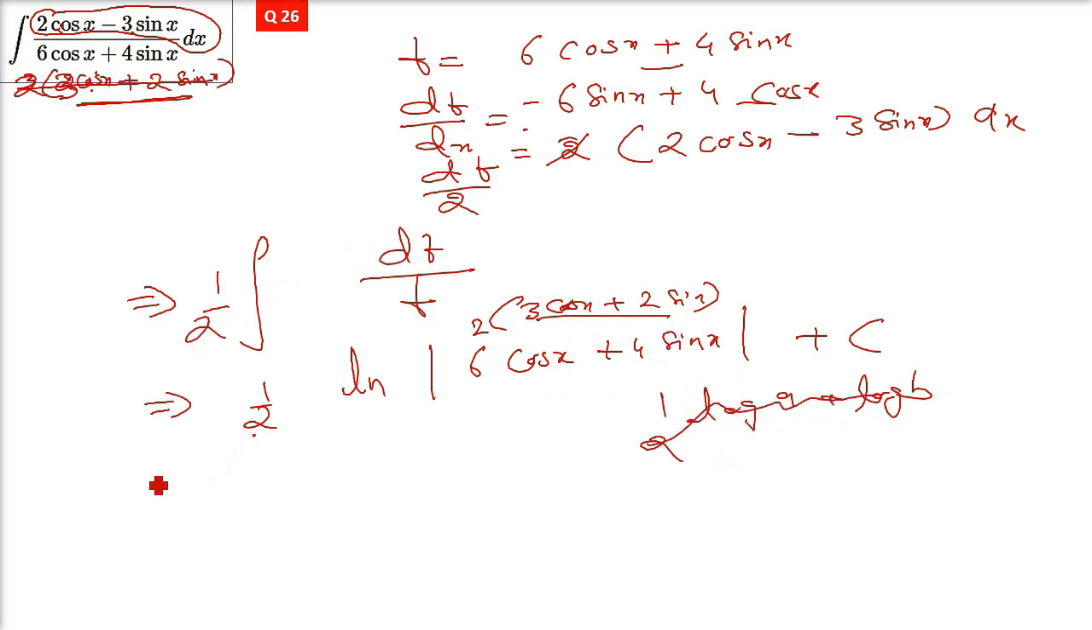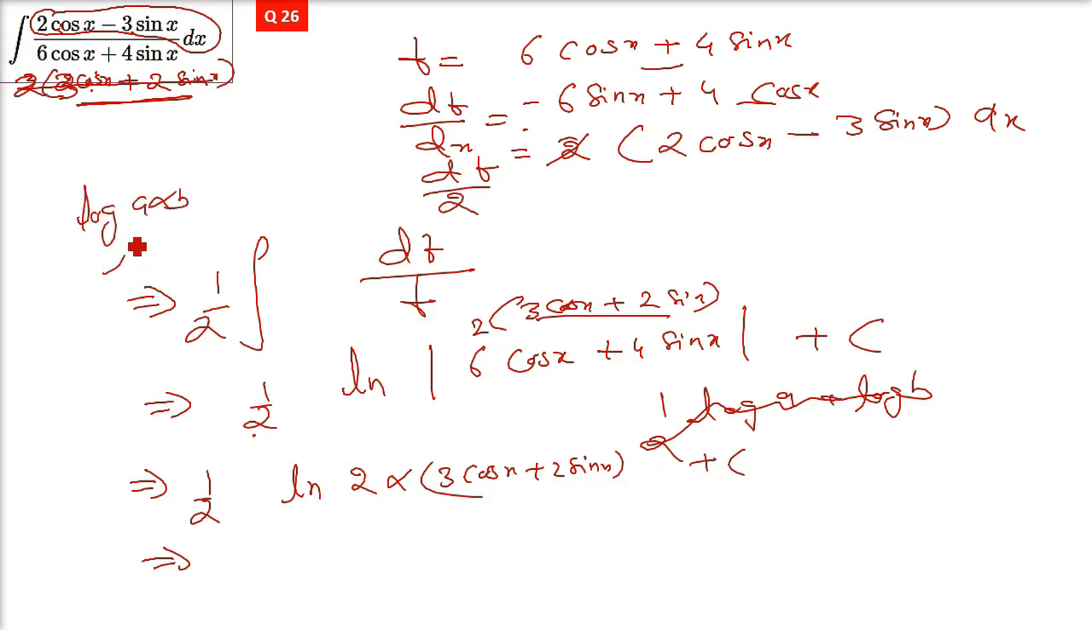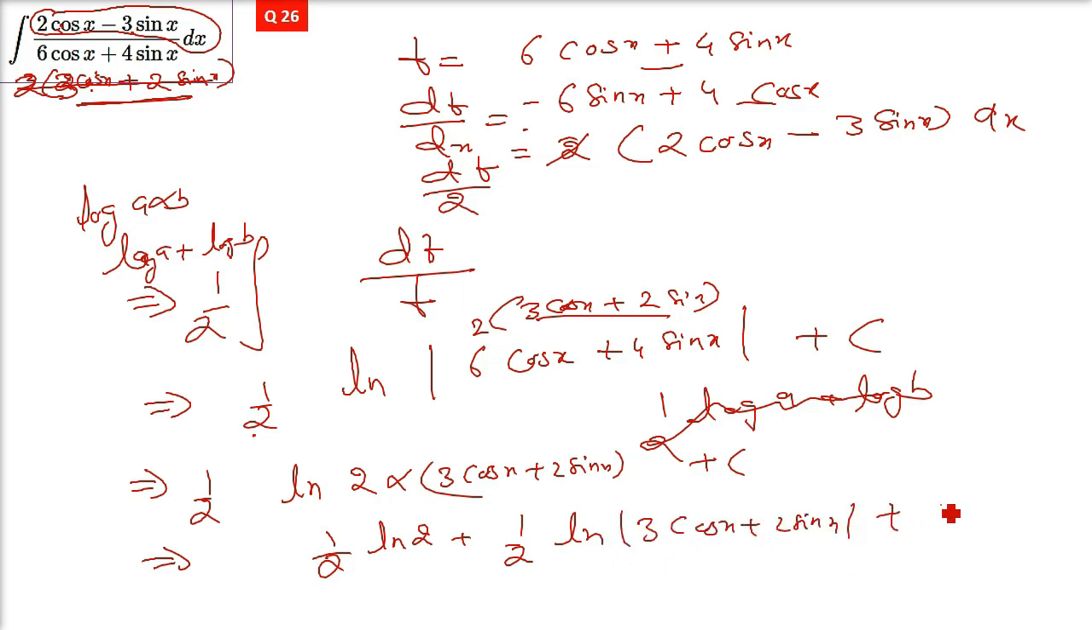Now just understand it very well. I'll show you how this 3 cos x plus 2 sin x will be the final result. Half ln of 2 into 3 cos x plus 2 sin x, and then the constant of integration. Now just separate them out. Log a into b was log a plus log b. Again I am telling you because this is very important. These are the results which will come all the way through, so these need to be on your tips. So just multiply this half and separate them out. Half ln 2 plus half ln of 3 cos x plus 2 sin x in the modulus.